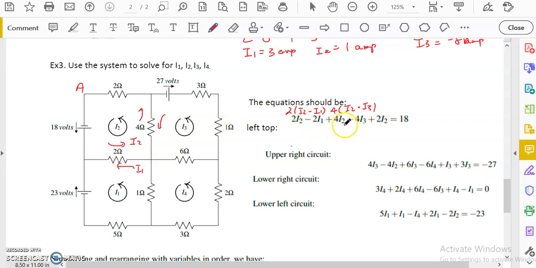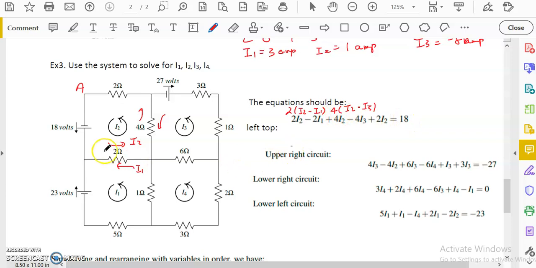And then multiplying out, plus this 2 I2, and it's equal to 18 because it goes from the short line to the long line. It's the same direction as counterclockwise, so it's positive. So that is the first equation.